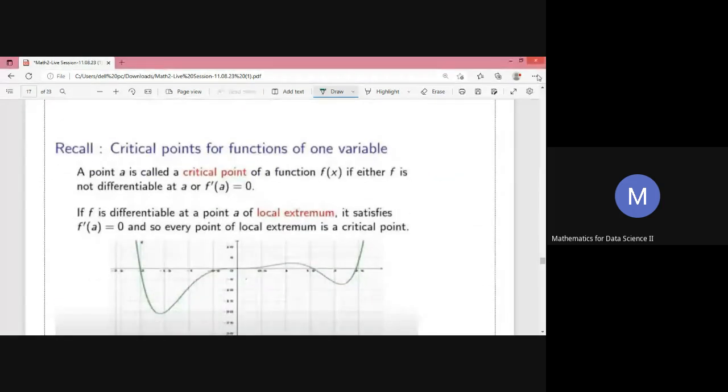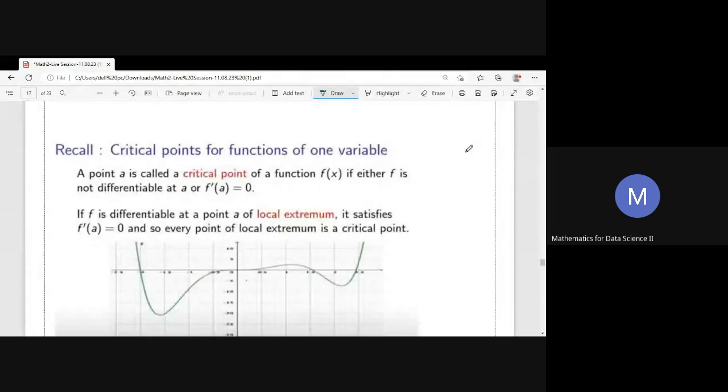There were 3 topics I was telling. The first topic was steepest ascent or descent, and the second topic is tangent. The next topic, the last topic of week 10, is critical points. What are critical points? First of all, let us revise in one variable. A point a is called a critical point of a function f of x if either f is not differentiable at a or f dash of a is equal to 0.